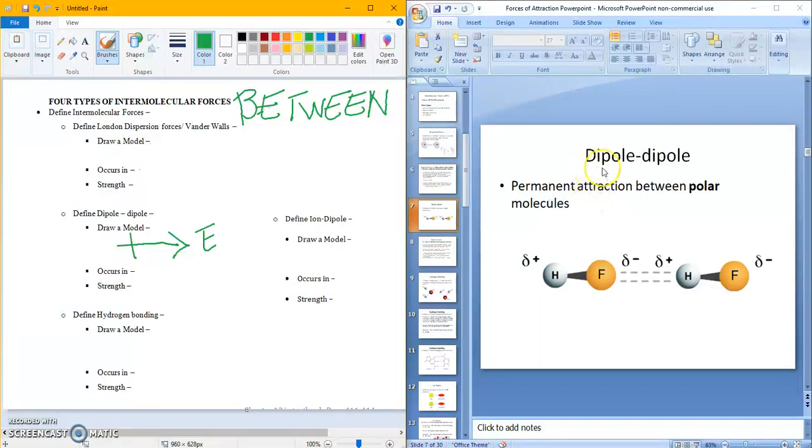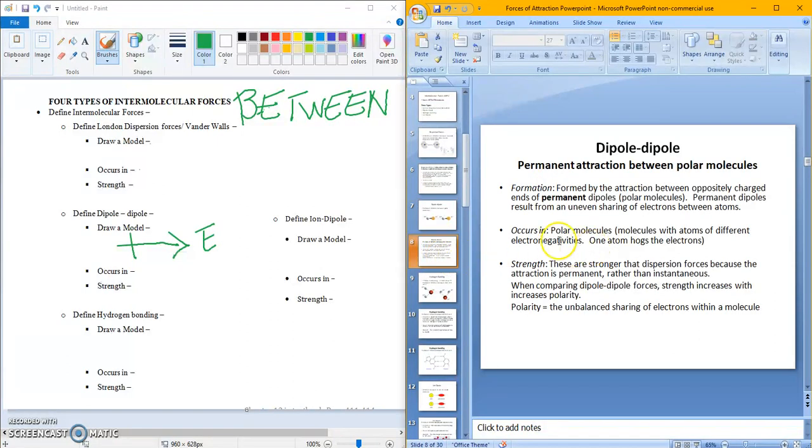So the reason why this is called dipole-dipole is because it is a permanent attraction. This polar molecule will always have a positive and a negative side, and so this attraction never goes away. It's always there, so we call it permanent. It occurs in all polar molecules. And we tell if something is polar based on the electronegativity and if there is a separation in charge.